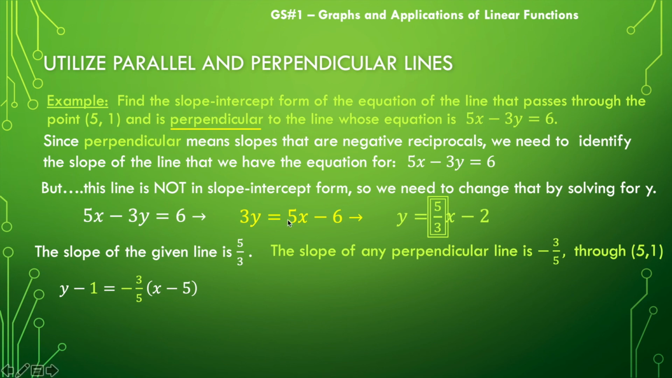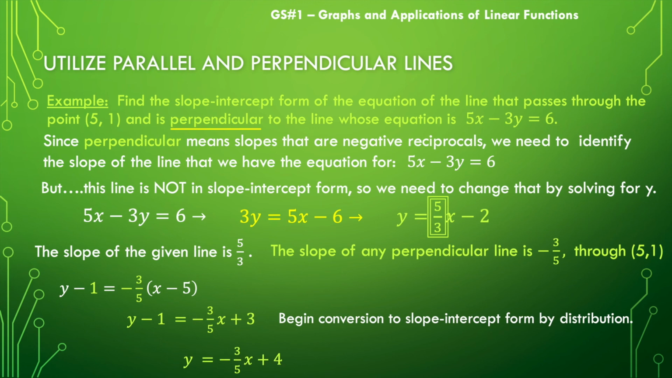If I take this -3/5 and multiply by x, of course I get -3/5 x, but -3/5 times -5 will give me +3 because those 5's will negate each other. So I have y minus 1 is equal to -3/5 x plus 3. And then when I add the 1 to both sides, I will end up with y is equal to -3/5 x plus 4.